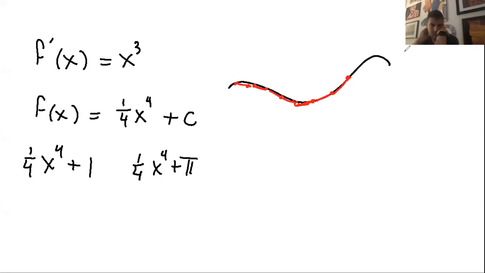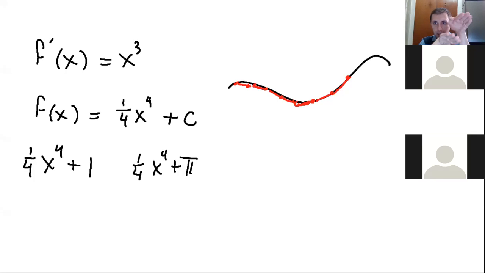Now, if two functions have the same derivative, it means the line segments are what with respect to one another? Do you follow me, guys? Here, two curves have the same derivative. It means, because the derivative measures the slope of those line segments, so it means that what happens?